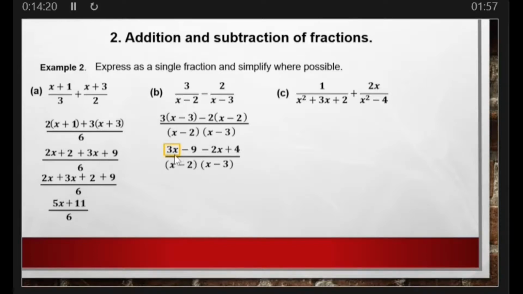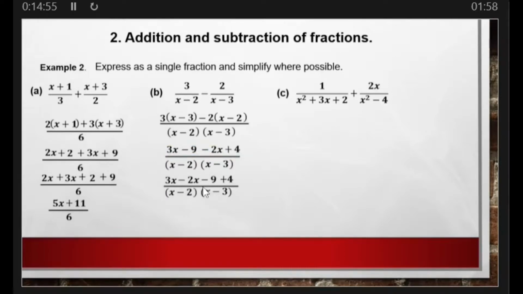Then what we are going to do is group like terms together. You'll find this 3x is similar to 2x, so we group them together: 3x, then this one with its sign, negative 2x. Also negative 9 is similar to 4, so we group them and say negative 9 plus 4, over this expression here. We'll just copy it and bring it down here.